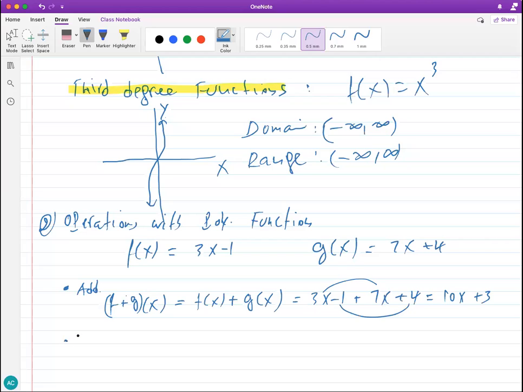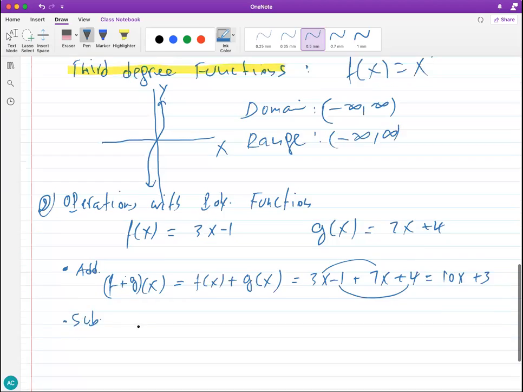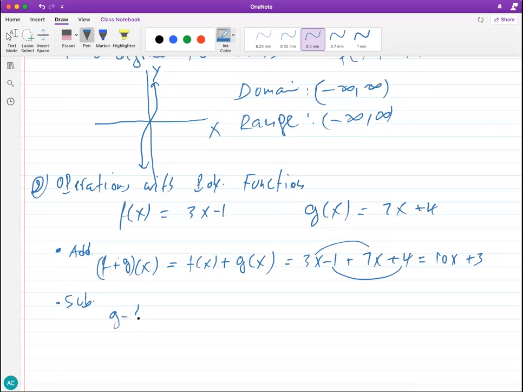You may also say subtract, just like subtracting polynomials. So let's say g minus f.